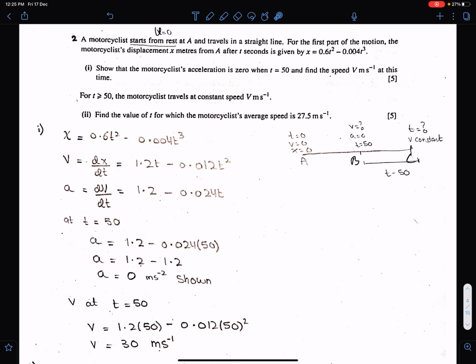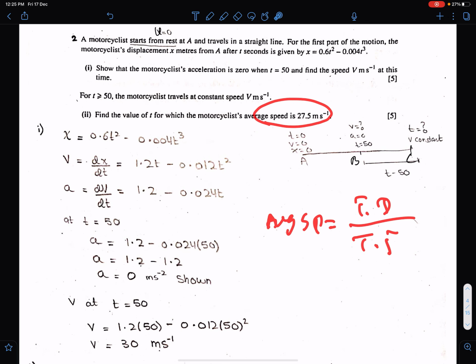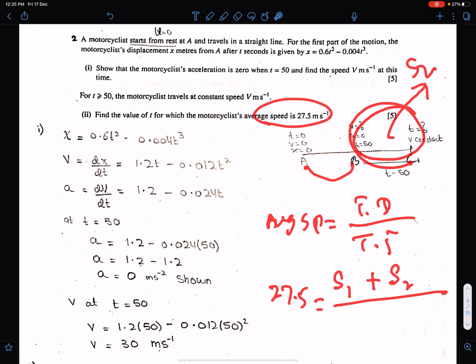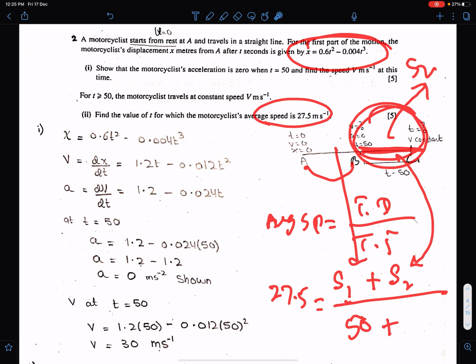Now, find the value of t for which the motorcyclist's average speed is 27.5. You all know the formula of average speed. It's total distance over total time. So average speed is 27.5. Total distance means distance AB, the distance till t = 50. You can say S1. And this distance. You can get this distance from the equation of motion, and this distance from this equation. And total time means t = 50 and then this duration.